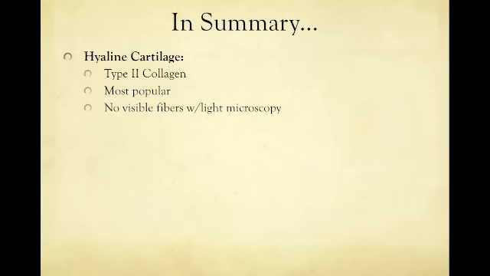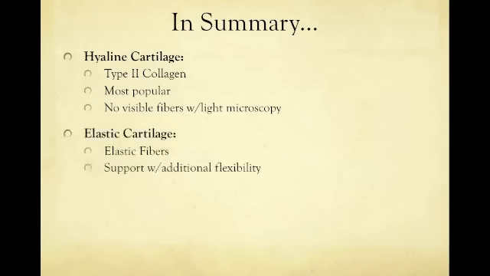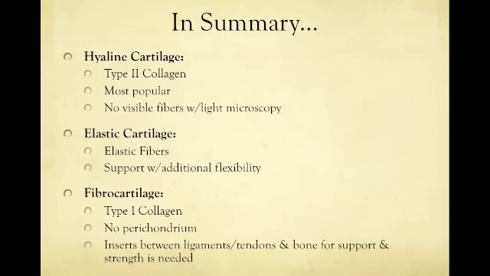So first we took a look at the hyaline cartilage, which is the most common type of cartilage. We next moved to the elastic cartilage, which is useful for support and flexibility. And then we talked about fibrocartilage, which lacks a perichondrium and is composed mostly of type 1 collagen.